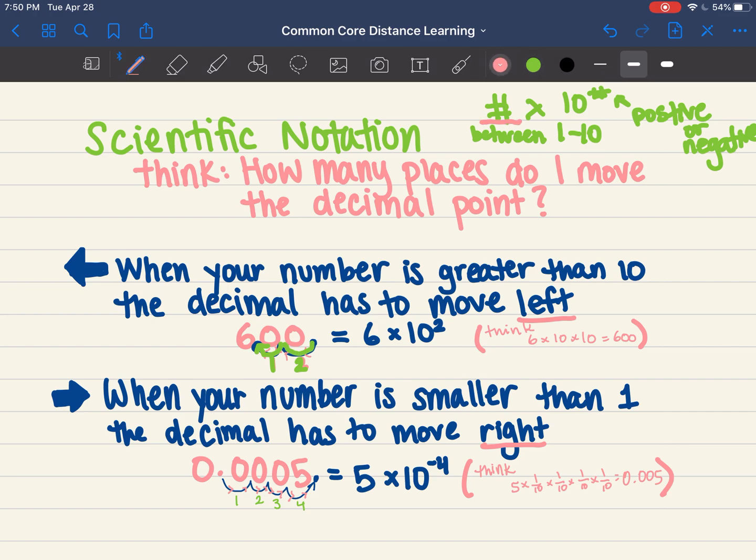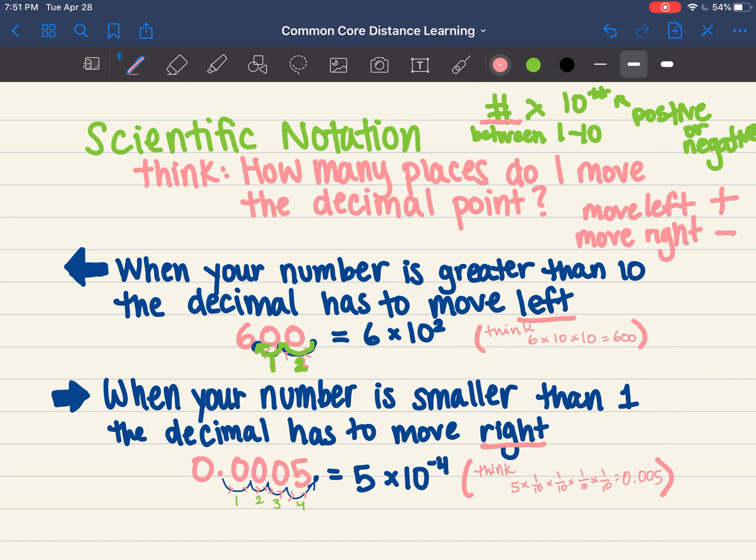So right here I would have 6 times 10, and the number that goes to the power is going to be how many times you move your decimal place. I move my decimal place over 2 times to the left, so I'm going to have a positive 2. If you move left, it's going to be positive. Move right, I bet you could assume that it's going to be negative.